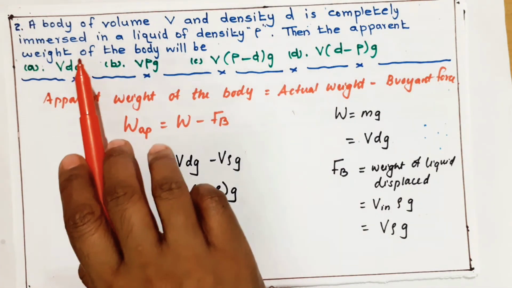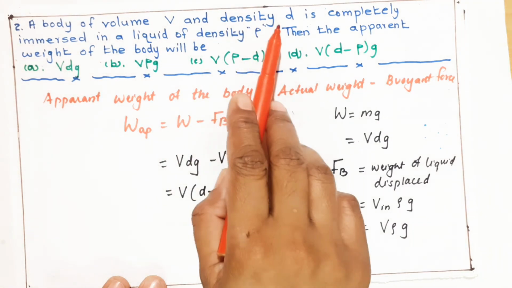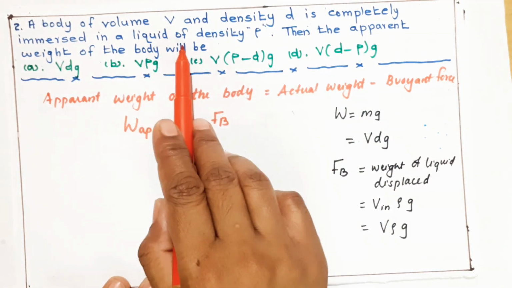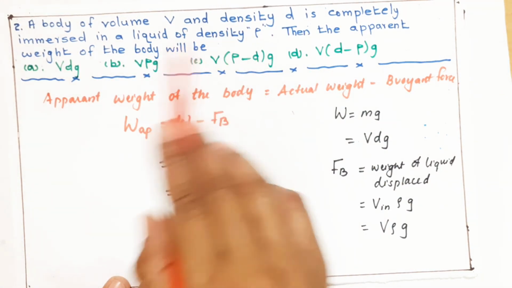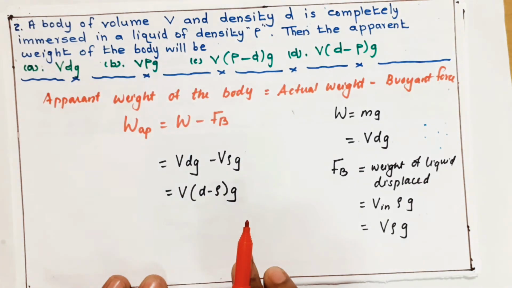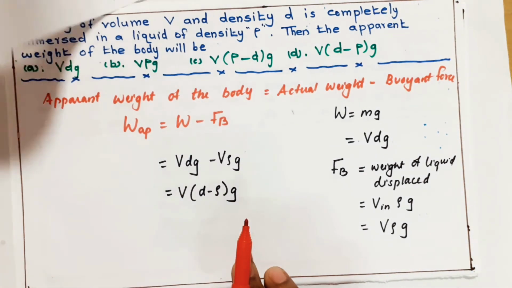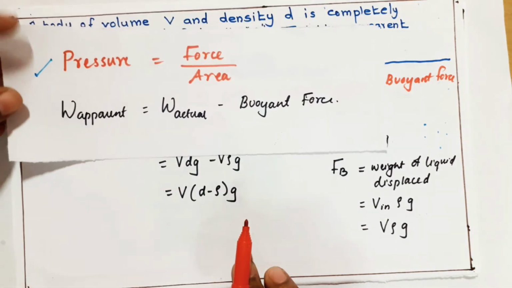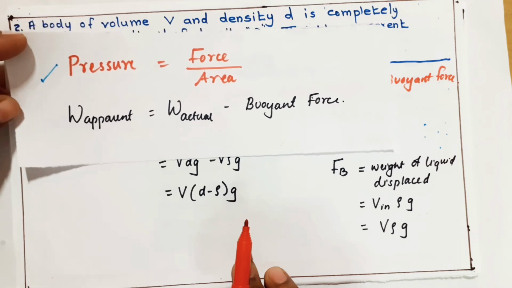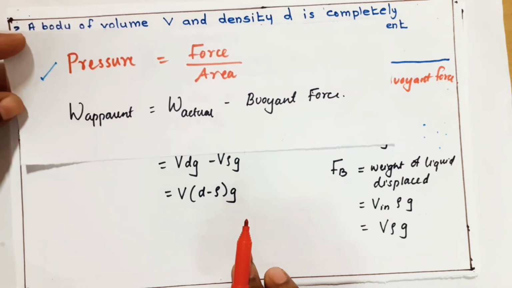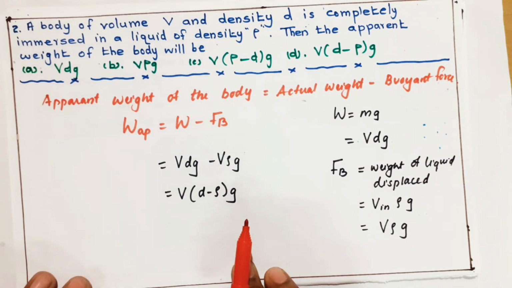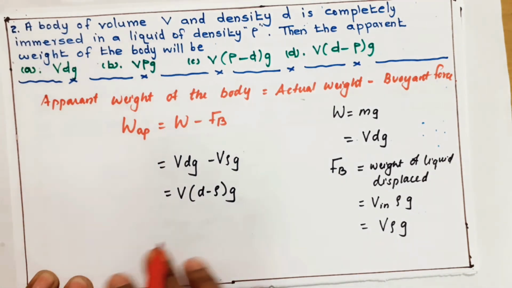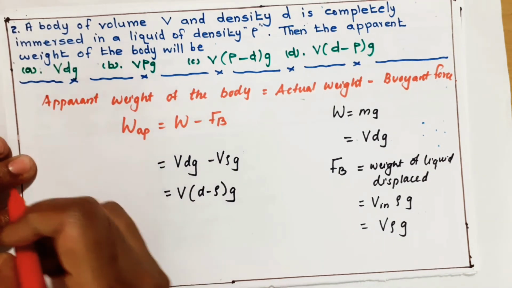A body of volume V, density D is completely immersed in a liquid of density rho. Then the apparent weight of the body. I already gave you the formula. The apparent weight is nothing but actual weight minus buoyant force. Actual weight minus buoyant force. So here there is a body. Okay, body is completely immersed.